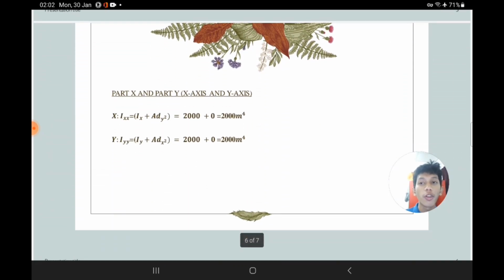So last but not least, for parts x and y, referring to the x-axis and y-axis, both exhibit inertia of 2000 meter to the fourth, and the same for y, 2000 meter to the fourth.